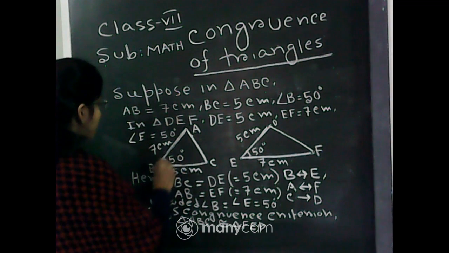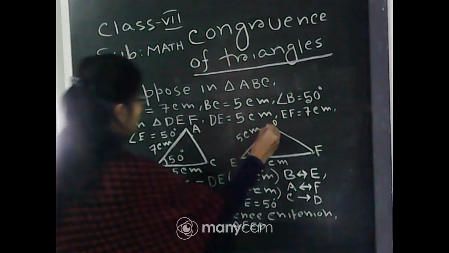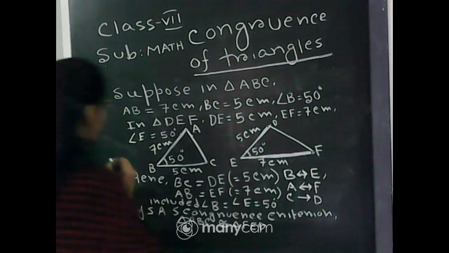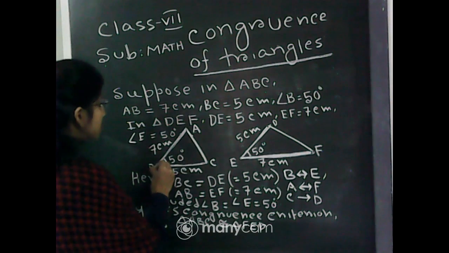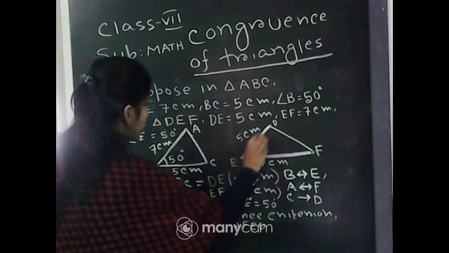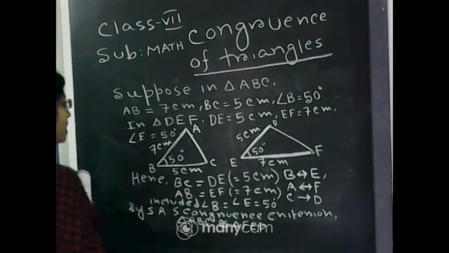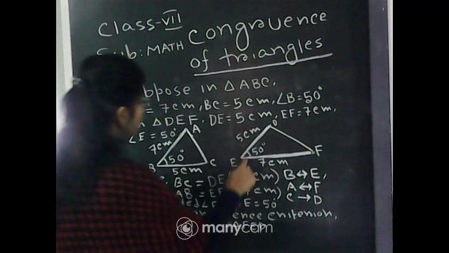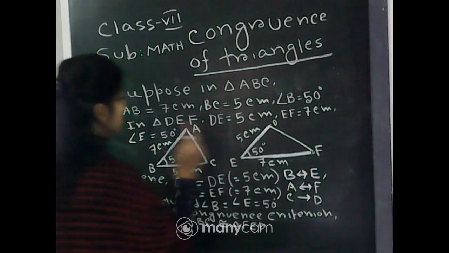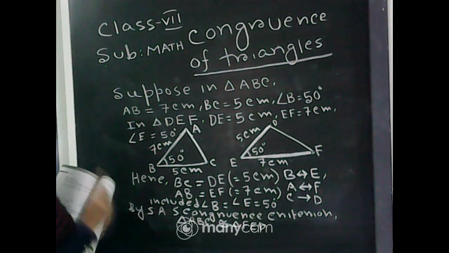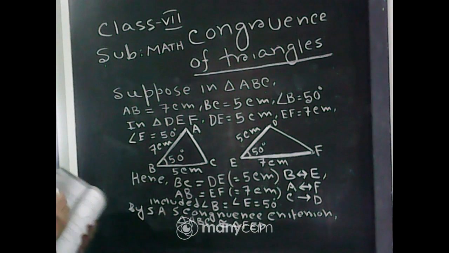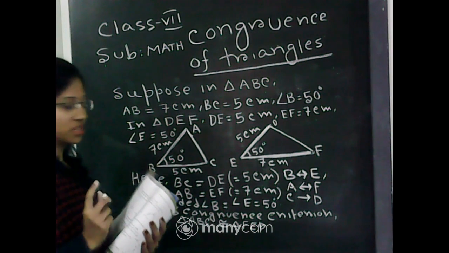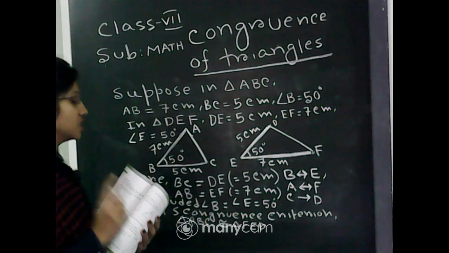Since here side AB is equal to side EF and side BC is equal to side DE, and included angle B is equal to included angle E, that is 50 degrees, so by the SAS congruence criterion, triangle ABC is congruent to triangle FED.